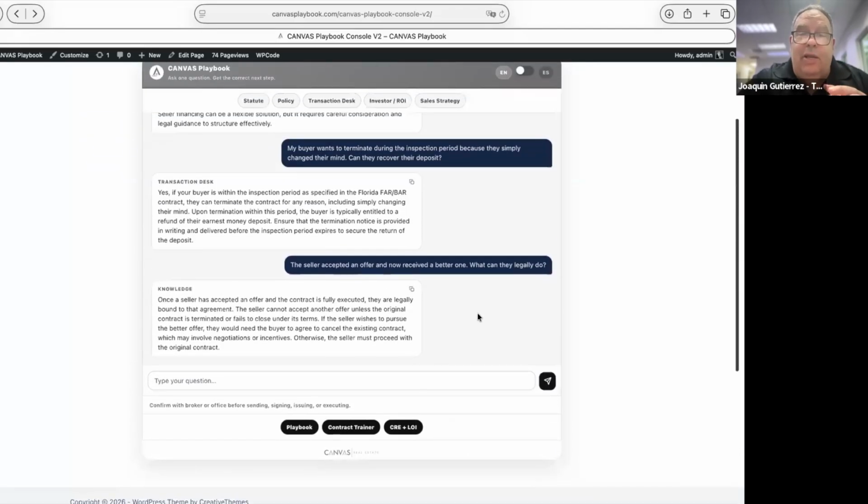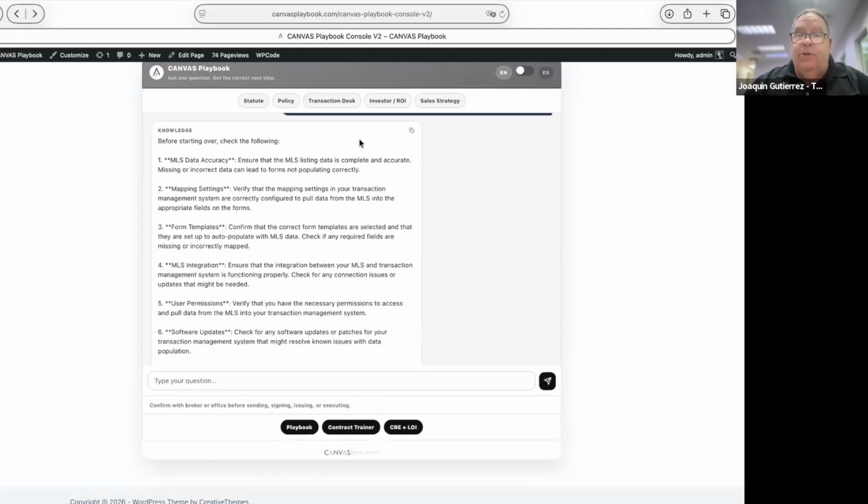Once a seller has accepted an offer and the contract is fully executed, they are legally bound to the agreement. The seller cannot accept another offer unless the original contract is terminated or fails to close under its terms. If the seller wishes to pursue the better offer, they would need the buyer to agree to cancel the existing contract, which may involve negotiations or incentives. Otherwise, the seller must proceed with the original contract. That is the correct answer. For that one, I would probably reach out to Ernesto.